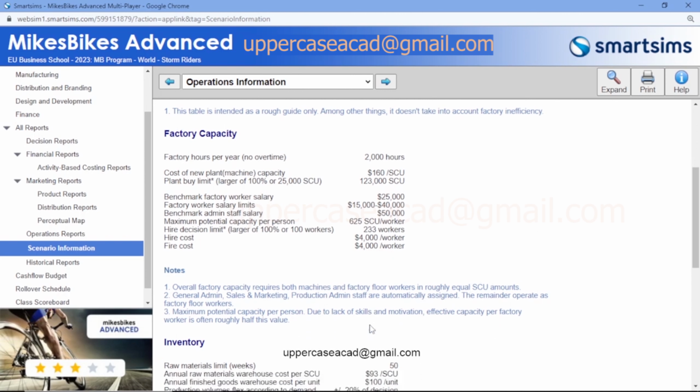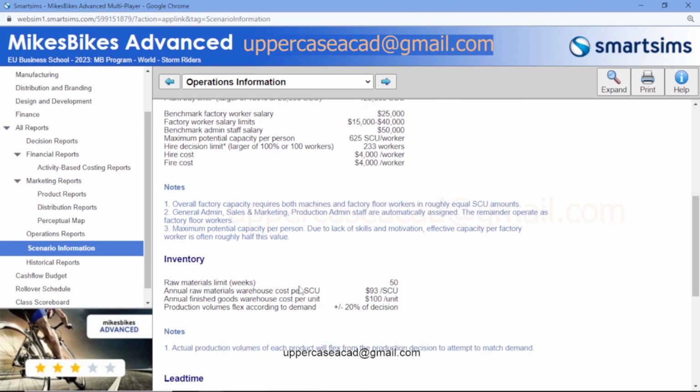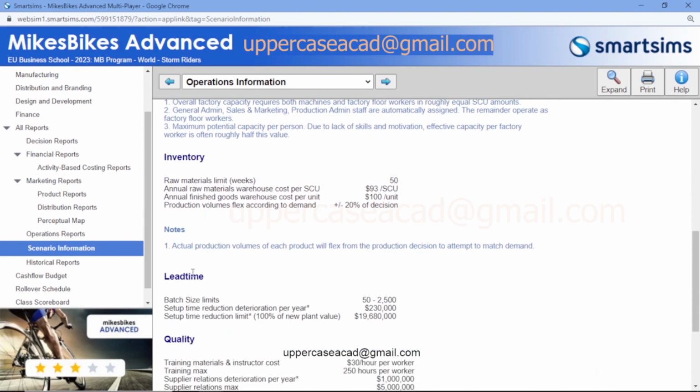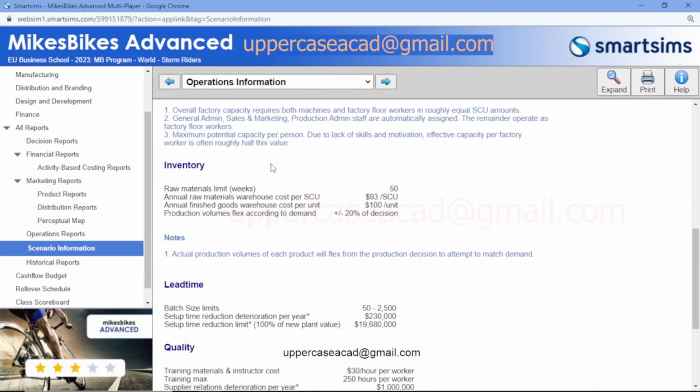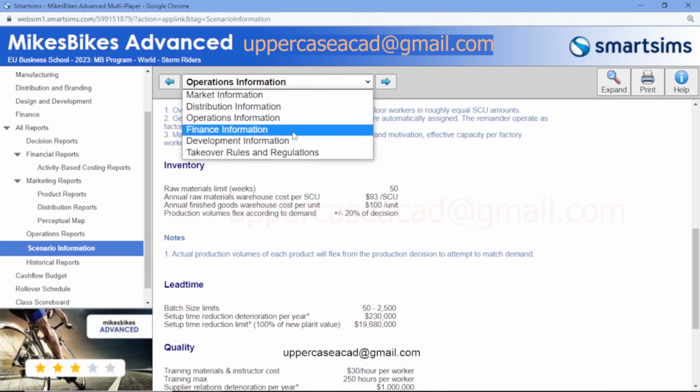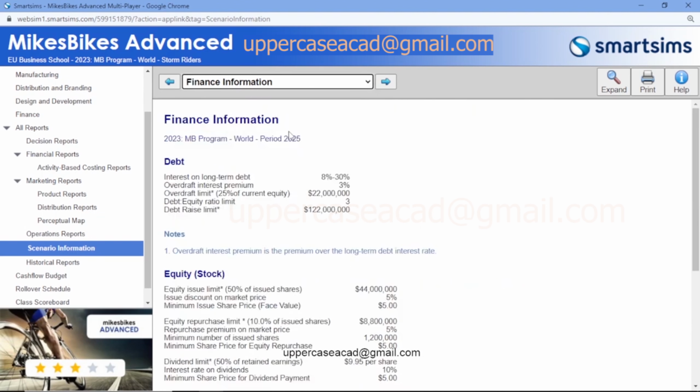Then we have the inventory. This is the raw materials limit. So the actual production volumes of each product will flex from the production decisions to attempt to match demand. Then you have the lead time. Here we have the batch size, the setup reduction, the quality, and so on. Then the next that we can look at is the finance information.